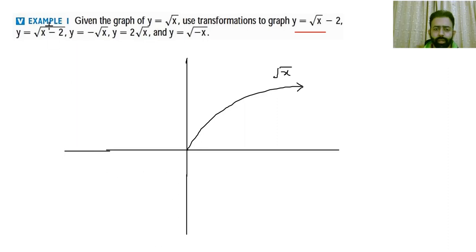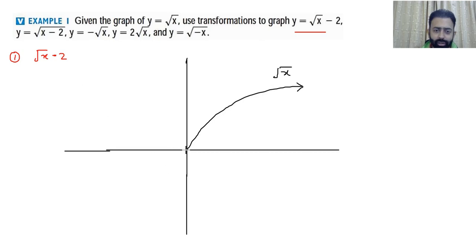Okay, fine. Now the first one is root of x minus 2. So root of x minus 2, again, is a transformation along the y-axis. Just pause this video and sketch the graph yourself. So root of x minus 2 will translate in the negative y direction by 2 units.